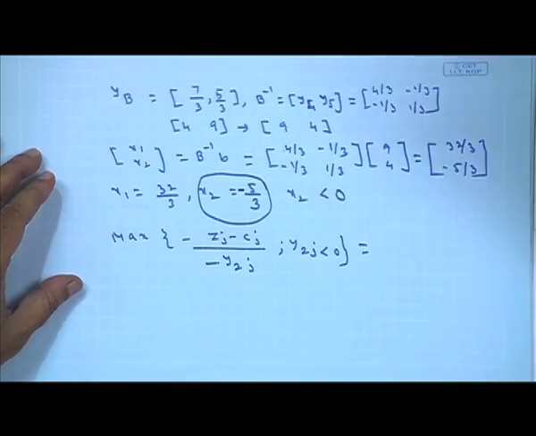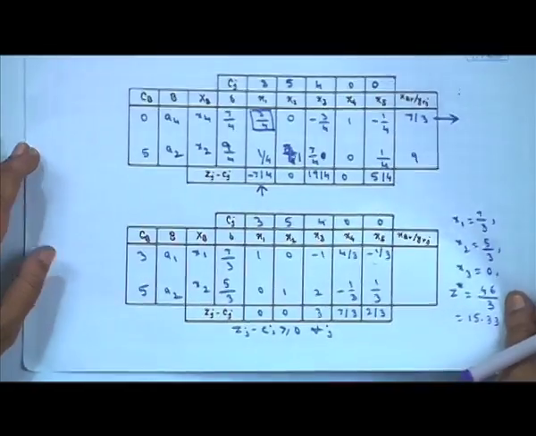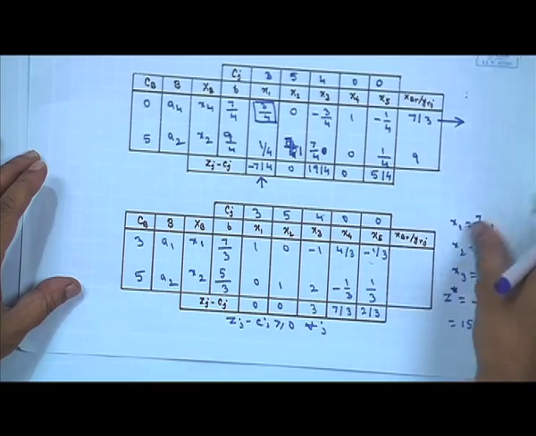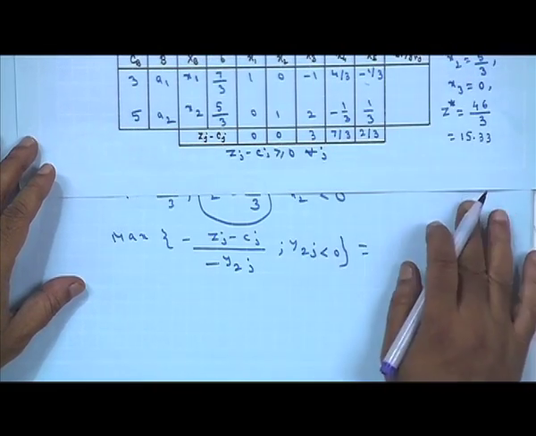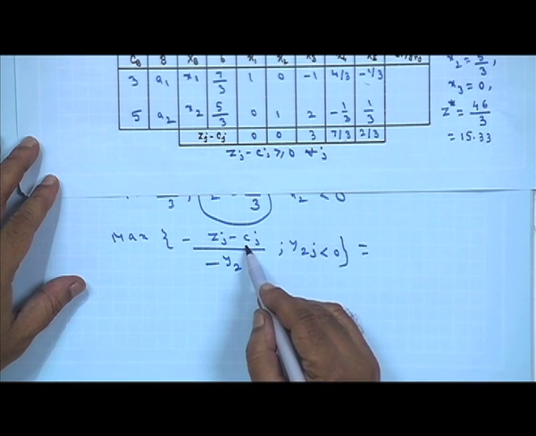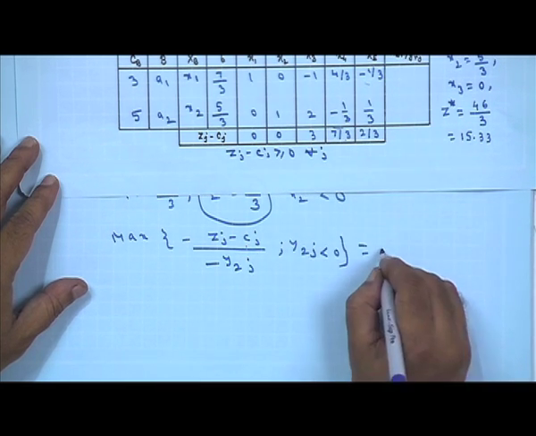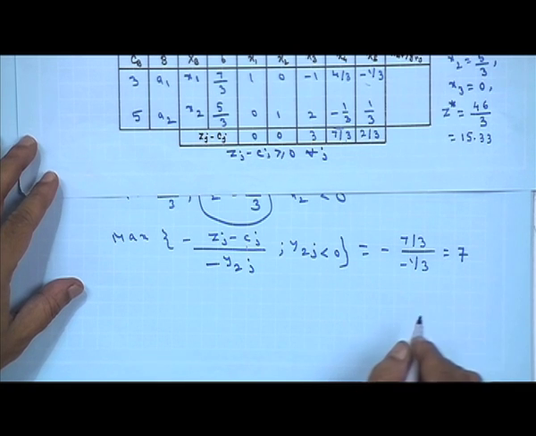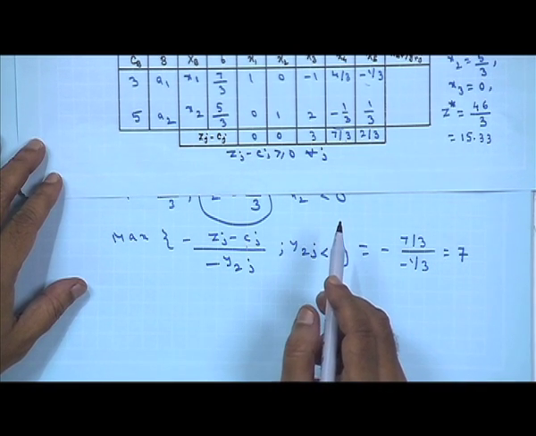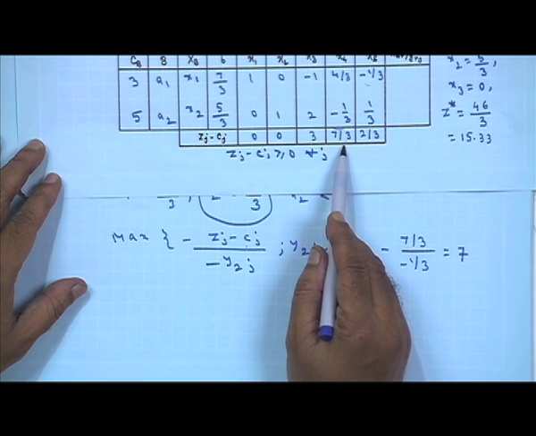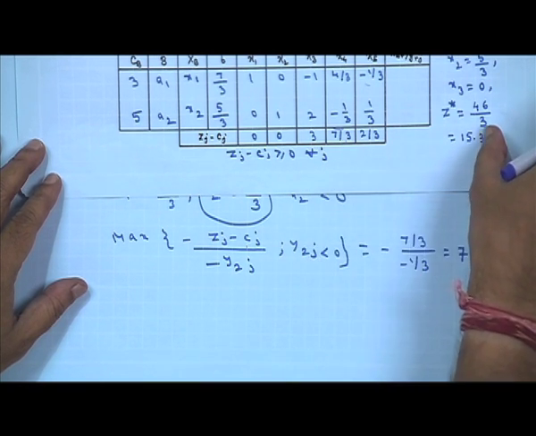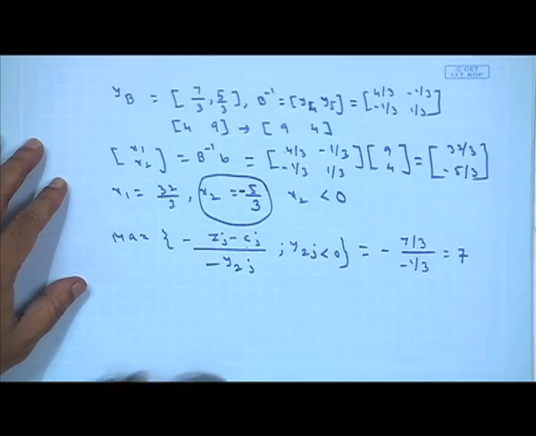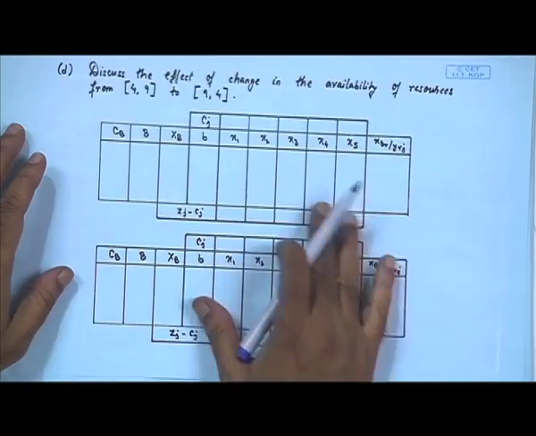So, from this table you can obtain the value of Zj minus Cj, which is this, and y is minus 1 by 3. If you take these two values, you take 7 by 3, which is this one, and y2j is less than 0. So, this will be minus 7 by 3 by minus 1 by 3. So, you are obtaining 1. So, x2 becomes non-basic and x4 becomes a basic variable. So, here I can calculate this thing.